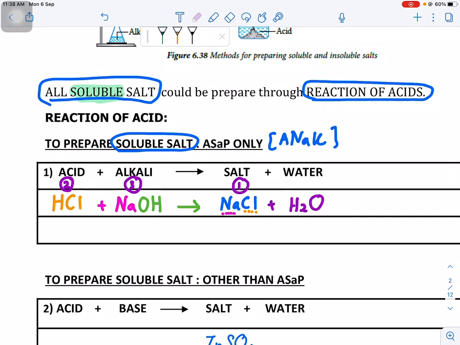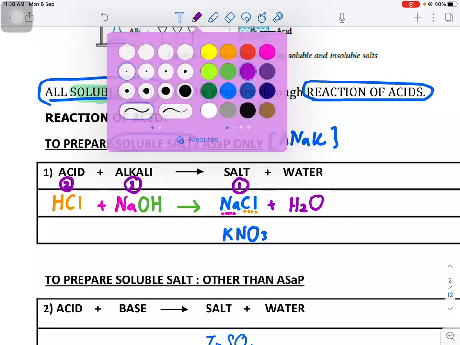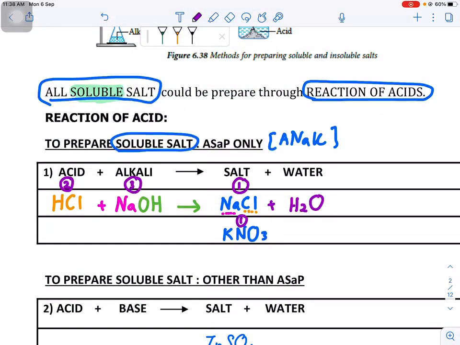Okay, second example, let's say we have potassium nitrate. Why do I put potassium nitrate here? Because potassium is from the ANAK salt, K. So it is suitable to be prepared using the reaction between acid and alkali. So potassium nitrate is our salt, number one. From the formula of the salt, when we check, it contains nitrate ion.